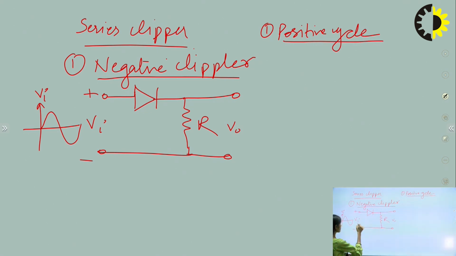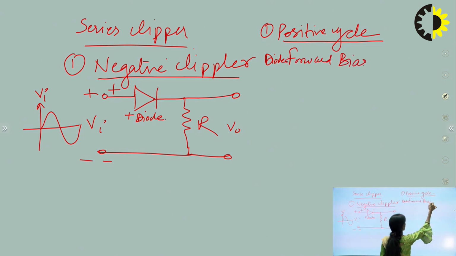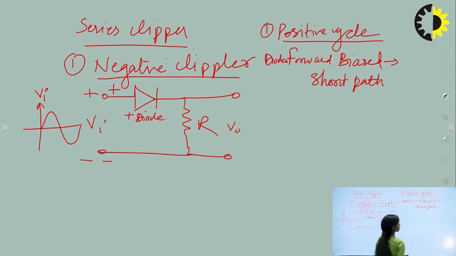For the positive cycle, this end will become positive and this end will become negative, and the diode will be forward biased. So for the positive cycle, the diode is forward biased, and in forward biased condition, we all know that the diode is assumed to act as a short circuit. So it is acting as a short path if we consider an ideal diode.